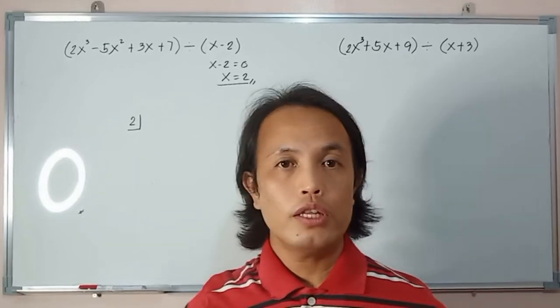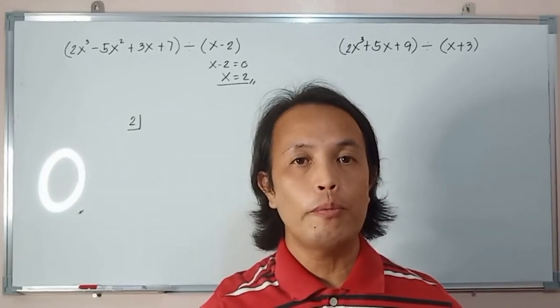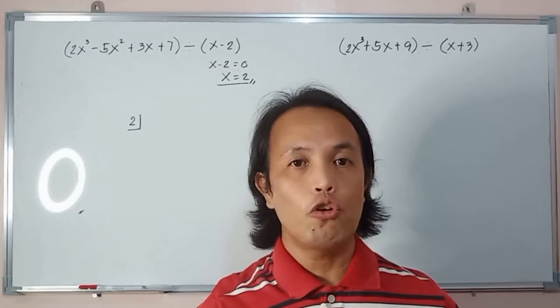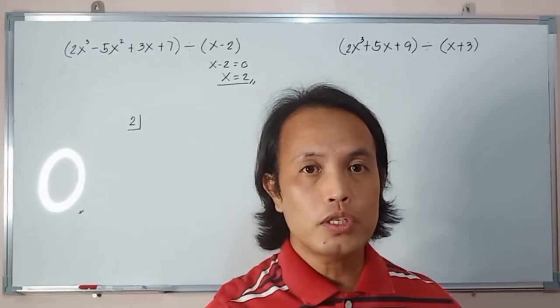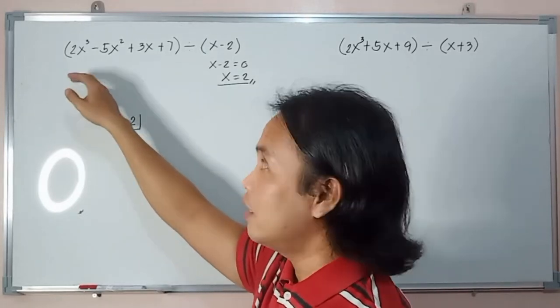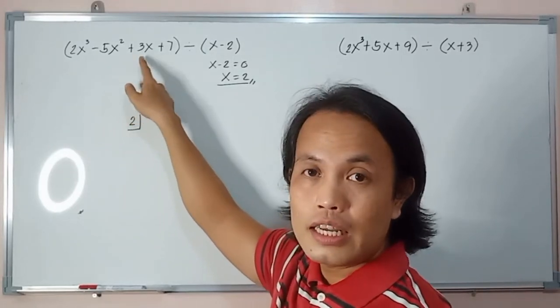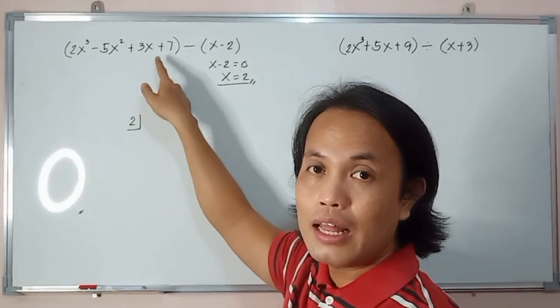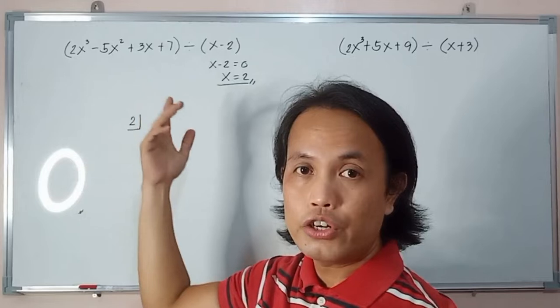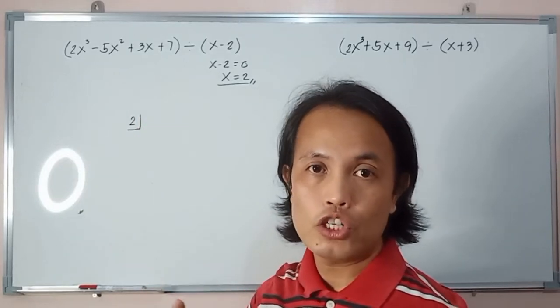We have to see to it that the degrees in our given polynomial are arranged from highest to lowest and the degrees are complete in each of these terms. For example, the degree in the first term is 3, the degree in the second term is 2, the degree in the third term is 1, and in the last term, the degree is 0. So that means from 3 down to 0, we have complete degrees, so there's no problem.